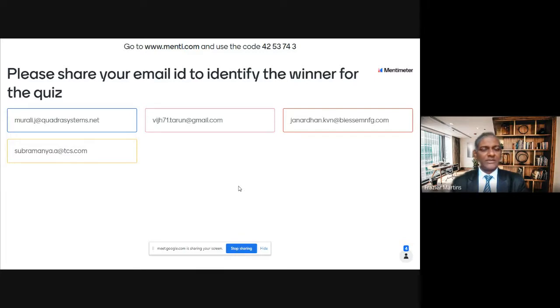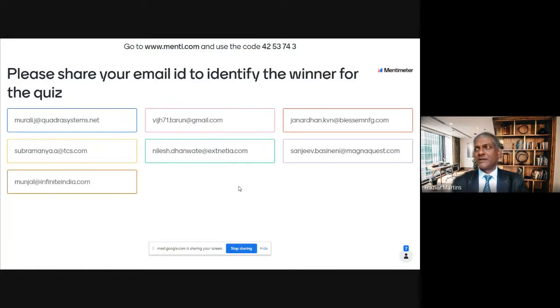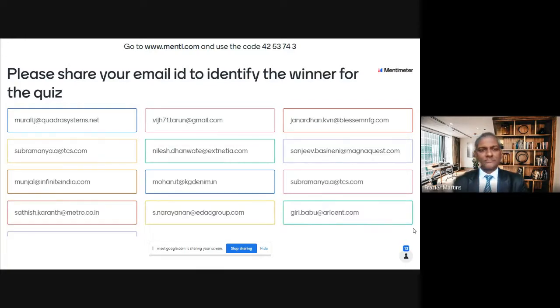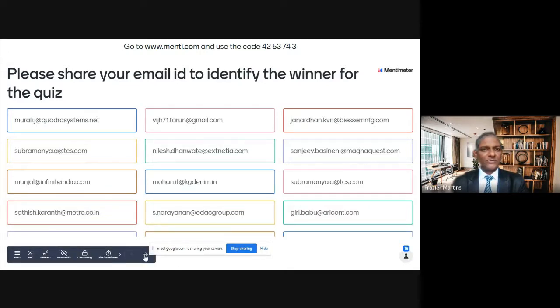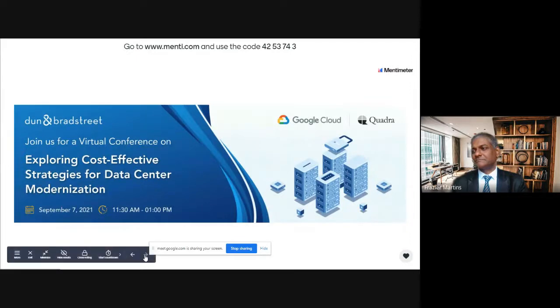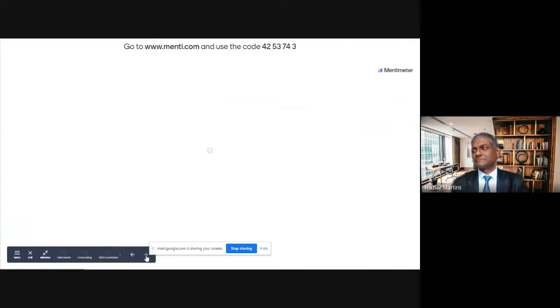Okay, there we see some of you already joining in. We got 4, 5. Go ahead and quickly log in, everyone. And we should be starting that quiz anytime now. Once again, if you haven't yet, you've got to go to www.menti.com and use the code 4253743. That's the code. Okay, we see a good number of you joining in already. That's good to see. Okay, I think we're ready to start the quiz.